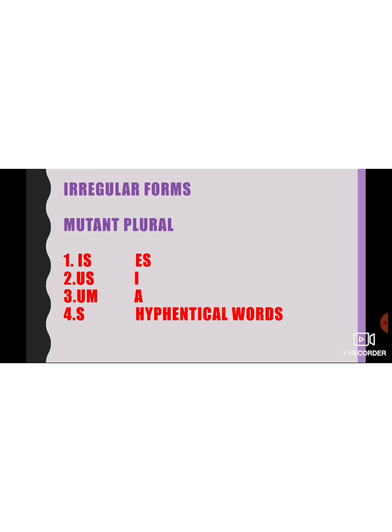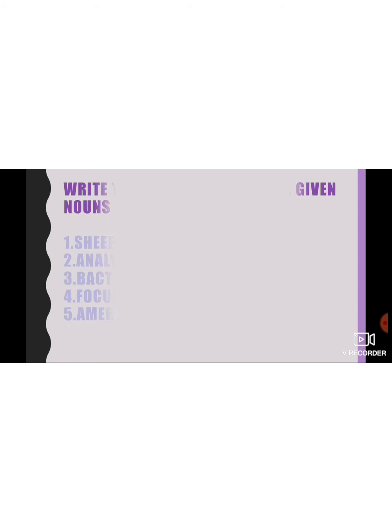So what are all the things we have studied up to now? The first one is base form, then mutant plurals, -is changes into -es, -us changes into -i, -um changes into -a, and that is hyphenated words. So these are all the things we have studied. Then this is your self work.